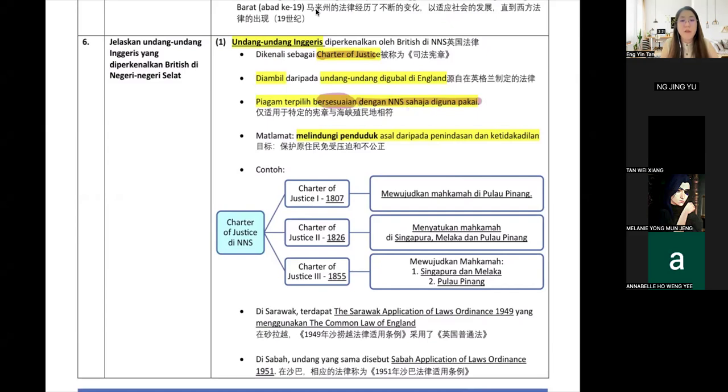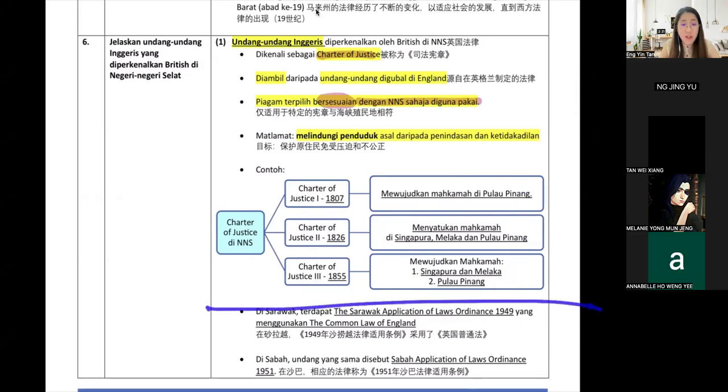So remember, only those relevant, suitable ones apply. So these are the contoh here. Charter of Justice, the first version, second and third. Based on the law, it says that we have the mahkamah at where? At first it's at Pulau Penang. And then after that, they combine everybody. After that, they split Singapore and Malacca together, and then Penang up there, because Penang too far lah. That's why they separated. Okay?